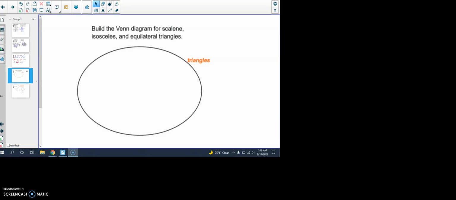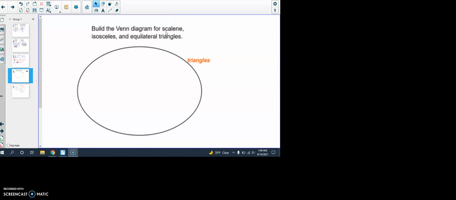So in our opening problem, we are looking at a Venn diagram problem and a continuation of Pythagorean theorem. You're asked to build a Venn diagram for equilateral, isosceles, and scalene triangles. And so the first question I would ask is, are there any other possible triangles that are not named here when we're talking about side lengths? So for example, is there a fourth side length that's possible?